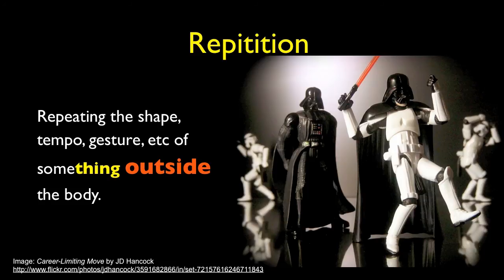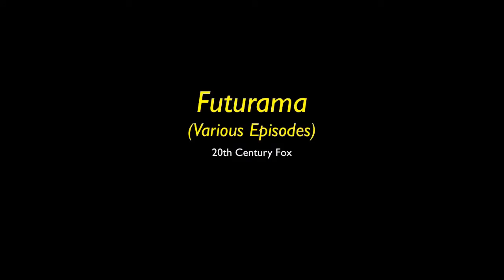Now, repetition, external repetition, can be the gestures, tempo, and shape of something outside the body. So not just repeating someone or copying someone, but also repeating other things from outside the body. So we saw the example of Mr. Bean repeating the airplane in his hand. We see Fry do this a lot in Futurama. So let's have a look at Fry repeating various things outside his body.